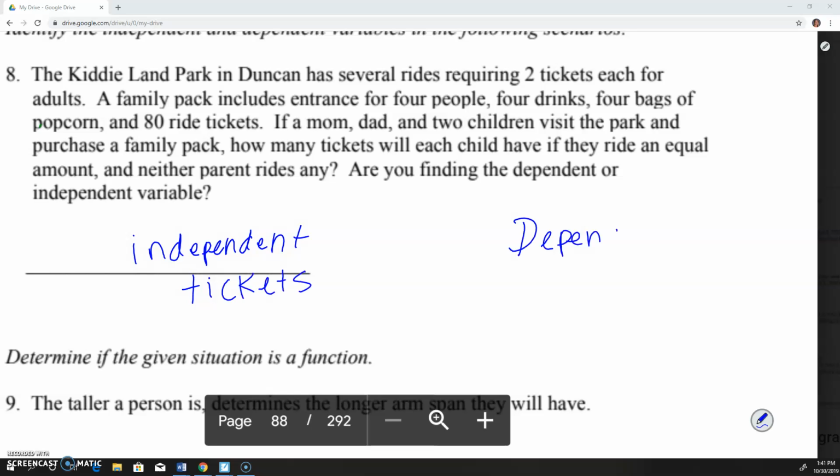What is the dependent? What's going to change? How many tickets they each get? Kind of. Think about it. What's changing in here? You had mom and dad, the parents not getting any. Right. So you could say the parent tickets, kids, right? The kids is the dependent because the amount of tickets depends on how many kids there are.